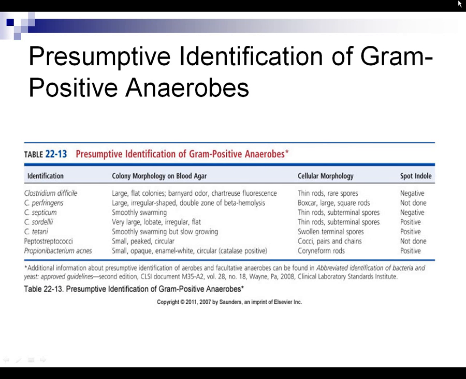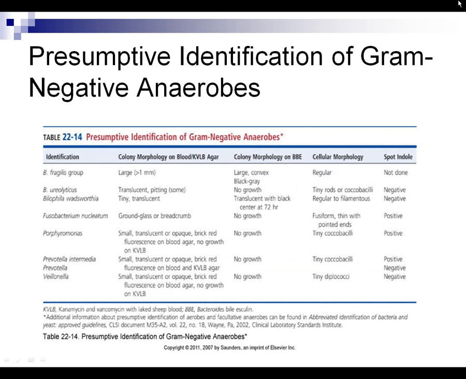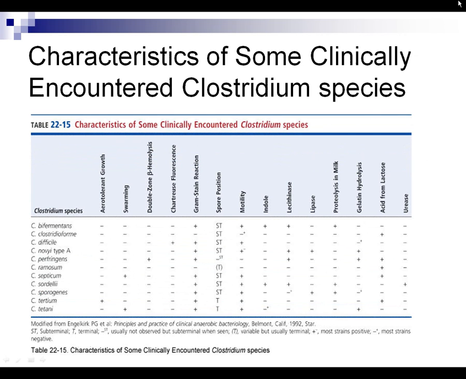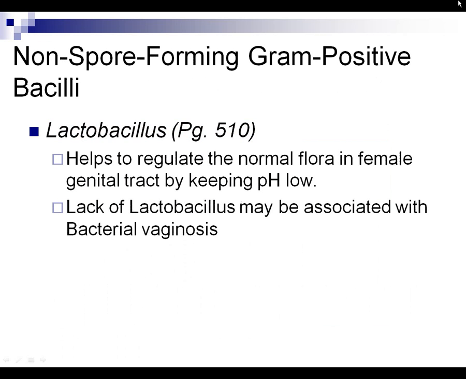Here's a slide just kind of depicting some cellular morphologies and some colony morphologies on some of the more common anaerobes and some of the biochemical tests. I would probably stick to just the Gram stain reactions and a couple of the biochemical tests for the Clostridiums in particular. Lactobacillus is an organism that's associated with Gardnerella vaginalis.